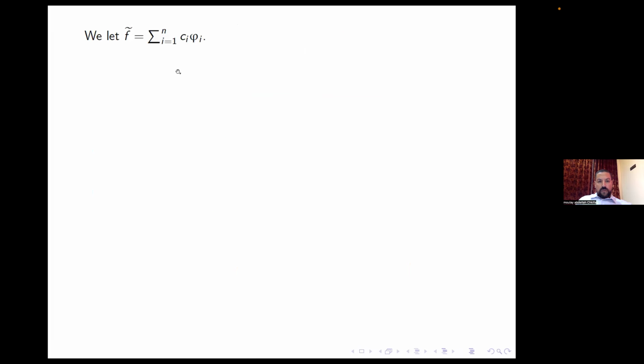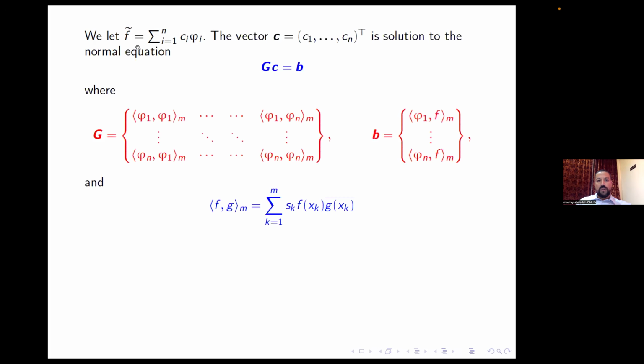So, given any basis, as I said before, phi1 through phi(n) was the basis of Vn. Given any basis of Vn, we can compute f tilde. I mean, we can have a closed form for f tilde using what is called the normal equation.